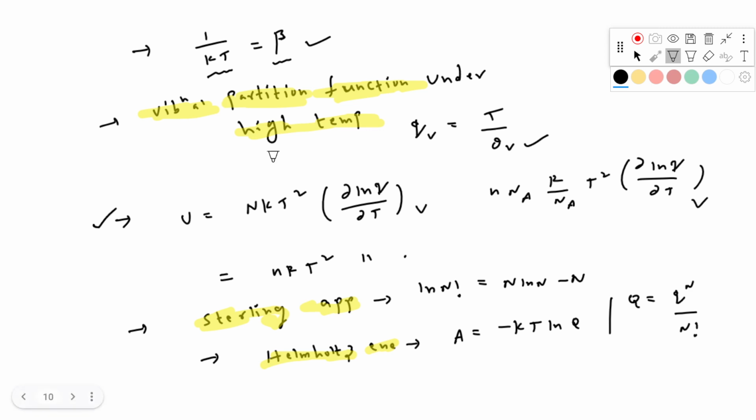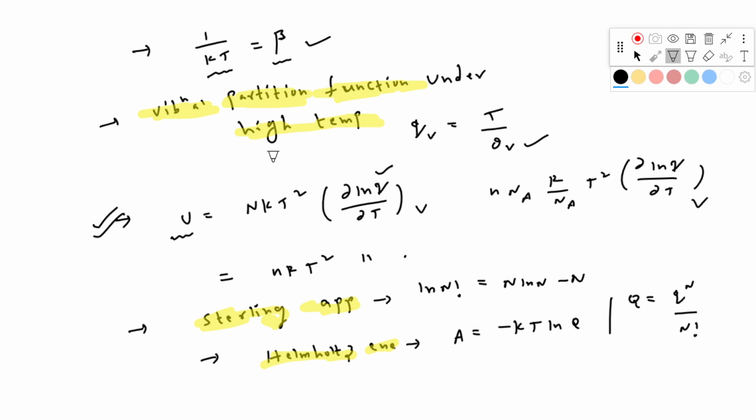Next important formula, a very, very important formula for CSIR NET and GATE. A question was already asked on this in previous years in CSIR NET also. This is internal energy U equal to NkT square dou ln q by dou T at constant V. Here q is nothing but your partition function.